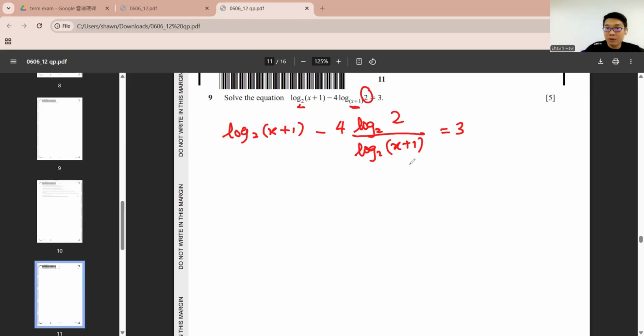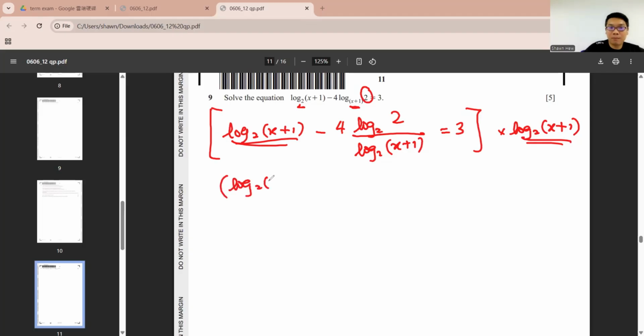So to remove the denominator, the whole equation I times log base 2 of x plus 1. This part times this part will become this whole thing squared. And then this part up, down, cut, will leave 4. So log base 2 of 2 is just 1. 3 times this will become 3 log base 2 of x plus 1. So obviously this question is a quadratic.